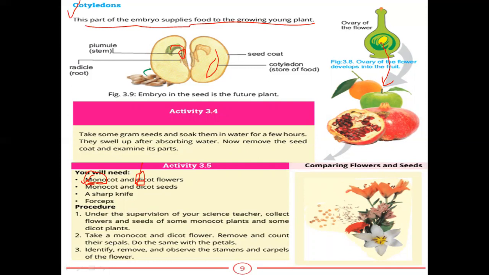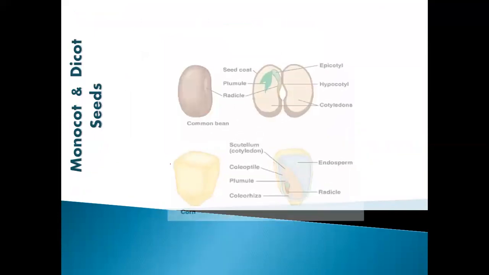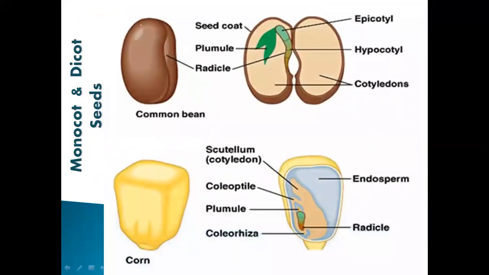All the plants are not dicotyledons. Some are dicotyledons and some are monocotyledons. So we can have monocot seeds and dicot seeds as well. So let's take a look here at some differences of the monocot and dicot seeds. This is a very important term. It will help you in the next classes.